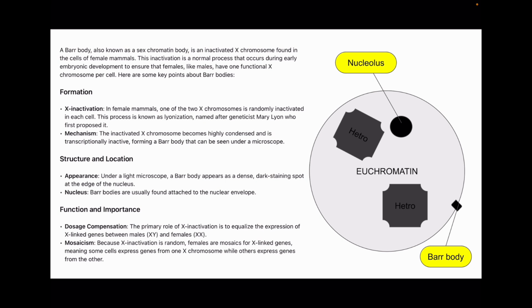The function and importance. Dosage compensation. The primary role of X inactivation is to equalize the expression of X-linked genes between males who are XY and females that are XX. Mosaicism: because X inactivation is random, females are mosaics for X-linked genes, meaning some cells express genes from one X chromosome while others express genes from the other.